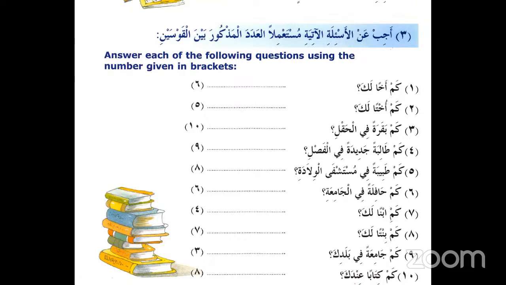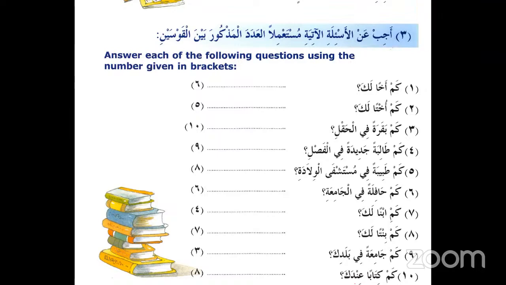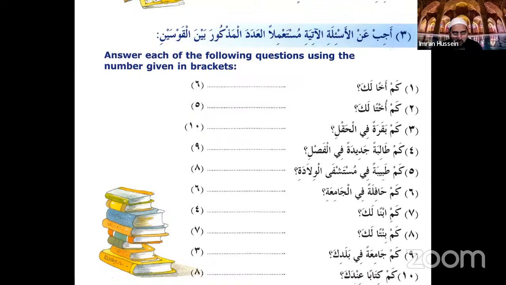Okay. Correct. Next one. Kam ukhtan laka. How many sisters do you have? Female or masculine? It will be a masculine number. Correct. So this will be li khamsu akhawatin. Correct. Can I request next Sister Razia to do 3 and 4?